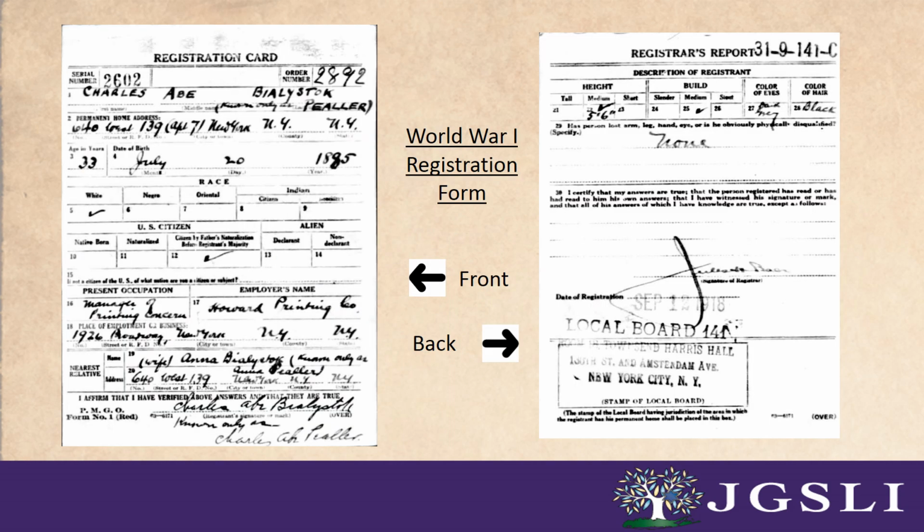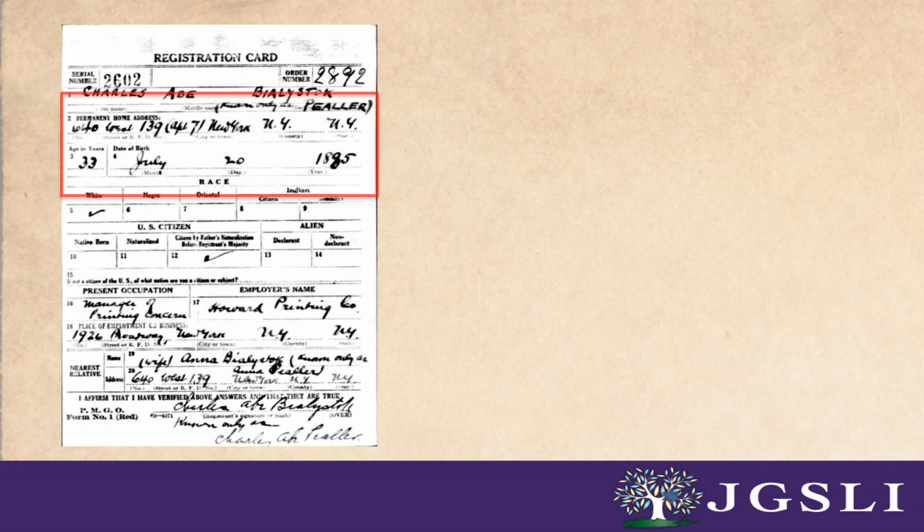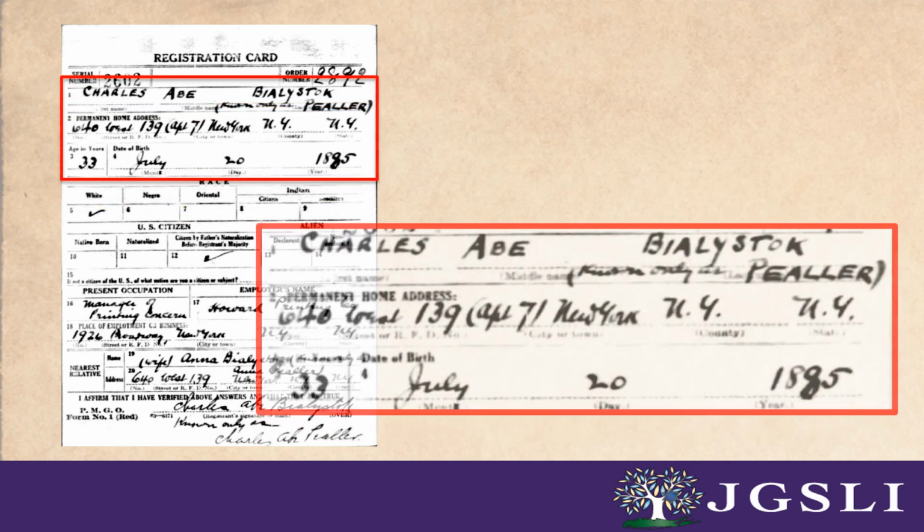Let's start with the World War I registration card. As you can see, the card was two-sided. Let's now focus on the important genealogical information from the card. Number 1. The first section shows the registrant's name, current address, and age.